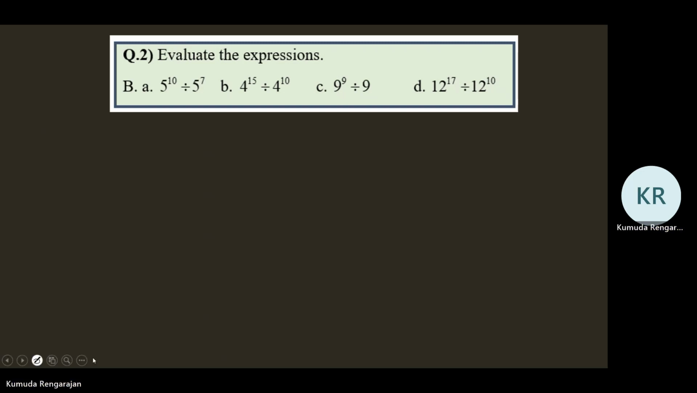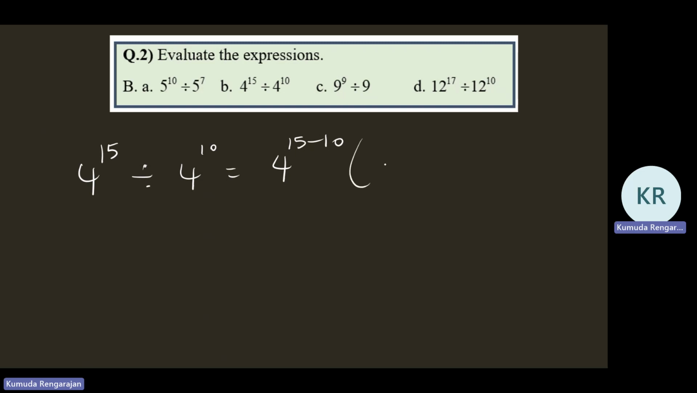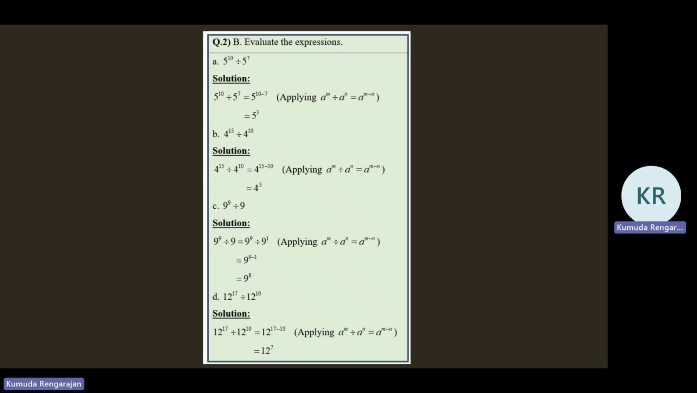Yeah, sure. Now this division, boys. So we can do, no. So we'll just do one. Like 4 raised to the power 15 divided by 4 raised to the power 10 will be equal to 4 raised to the power 15 minus 10. Subtract the powers. Applying what rule? A to the power m divided by a to the power n is equal to a to the power m minus n. Correct? Yes. So all this is similar.